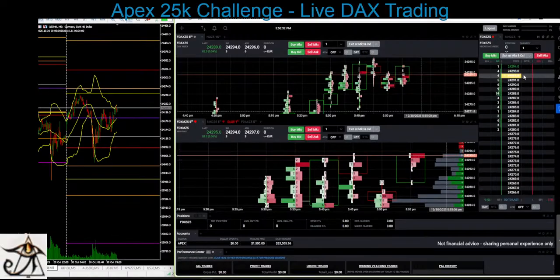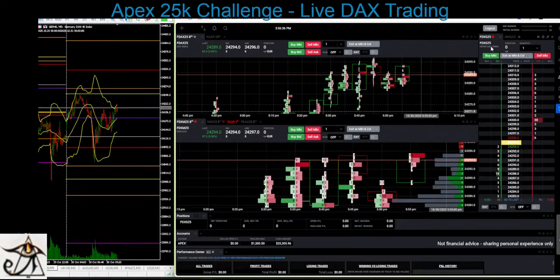We've also got the depth of market here for the micro DAX. The micro DAX is the market that I'll be trading. It's usually €1 per point, and I can trade up to 4 contracts on this particular account, the 25k account.